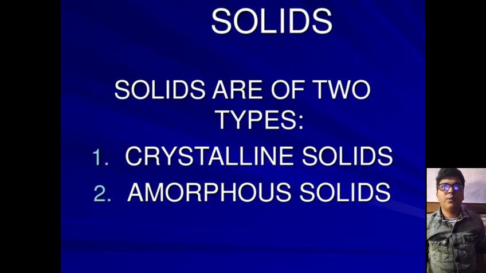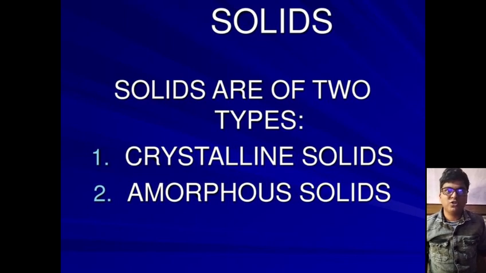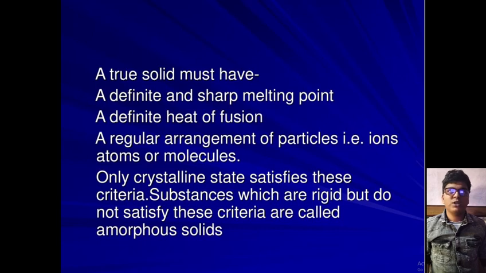Today we are discussing the classification of solids. Solids are of two types, crystalline solids and amorphous solids. A true solid must have a definite and stable melting point, a definite heat of fusion, and a regular arrangement of particles, that is ions, atoms or molecules. Only the crystalline state satisfies these criteria.